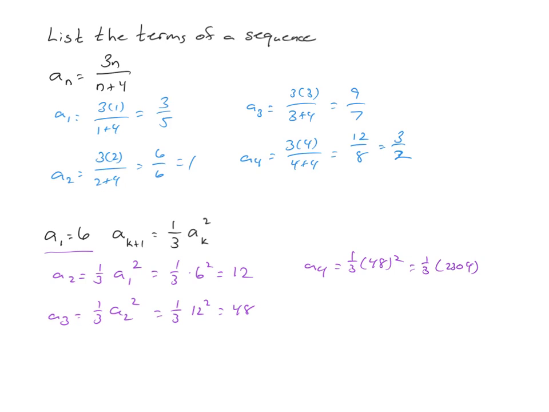And then when I multiply that by 1/3, or divide by 3, I'm going to get 768. So that would be the next term, and I could continue building that.